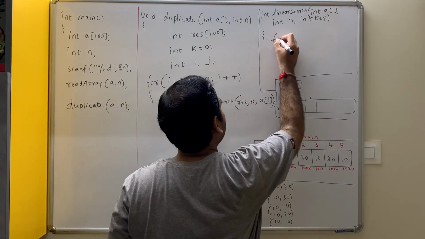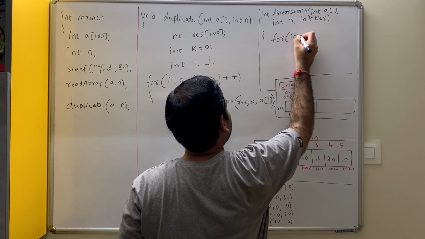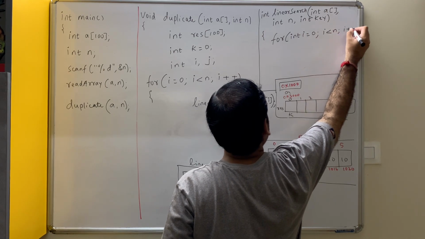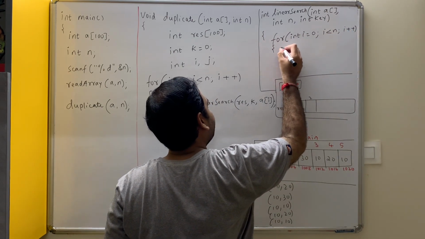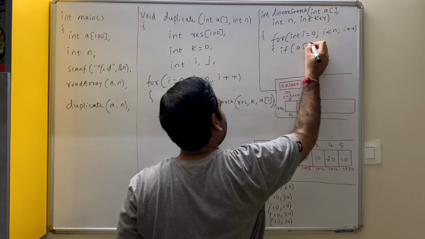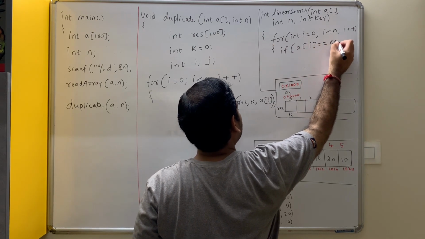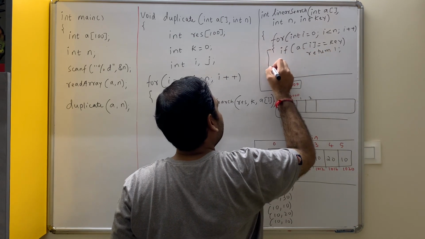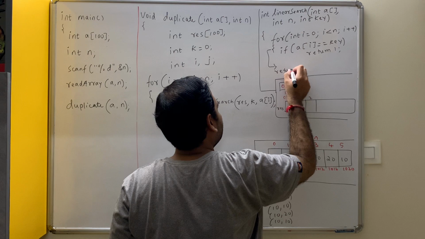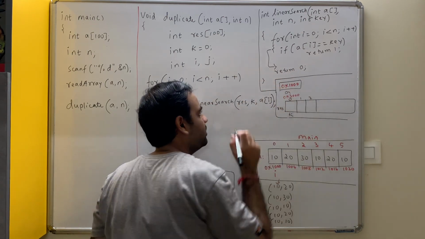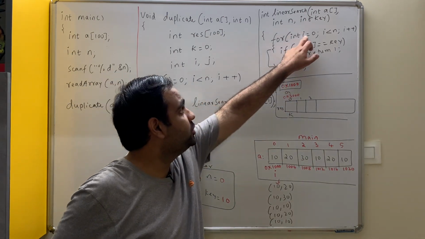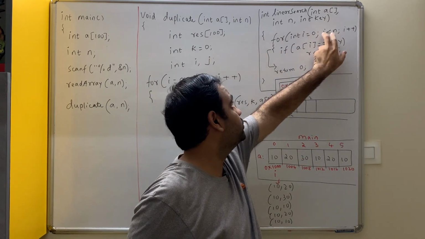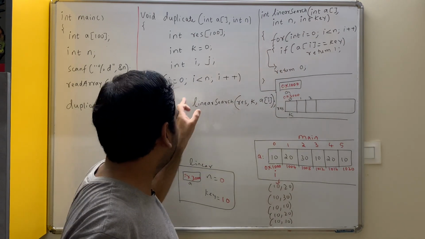How do we write the code? We say for int I is equal 0, I is less than n, I plus plus, and what do we write here? If a of I is equal key, then the element is present. We say return 1, else we can say return 0. Now the value of I is 0, the value of n is also 0, 0 less than 0 is false. You come out, you return 0.